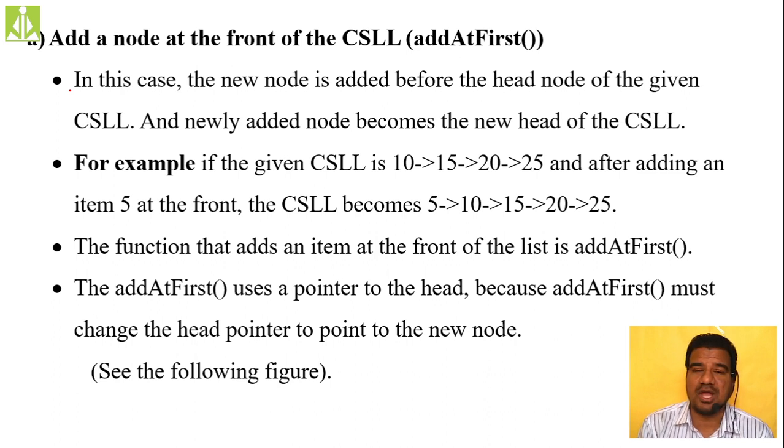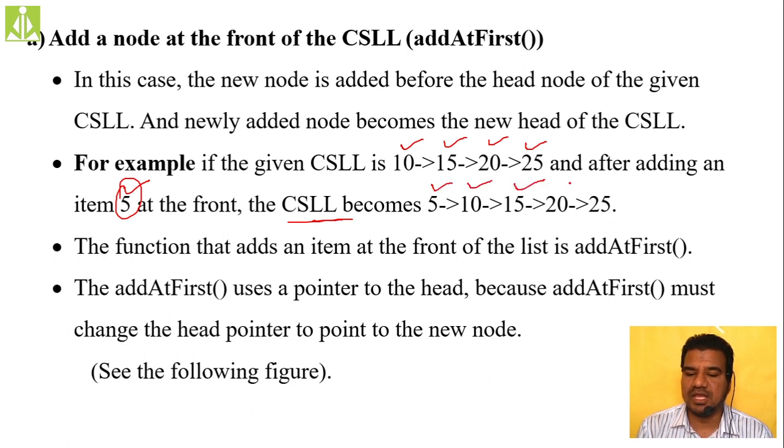So after addition, what you have to do? You have to make that newly added node the new head of your circular singly linked list. For example, if they have given the circular singly linked list like this with 4 values, 10, 15, 20, 25, and they're asking us to add a new node 5, then after adding this 5 into your circular singly linked list, it will become like this. You will get 5, 10, 15, 20, 25. The newly created node got added at the first location, at the front of your circular singly linked list.